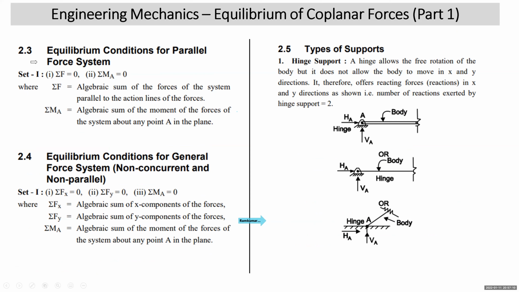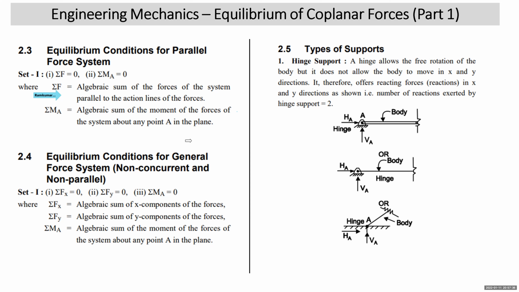Now, we come to what are the equilibrium conditions for parallel force system. In case of the parallel force system, there will be two equilibrium conditions: one is sigma F equal to 0 and another is sigma M equal to 0. What is sigma F equal to 0? That is, the algebraic sum of the forces acting on the body should be 0, and all forces will be summed up in the direction in which all the forces are acting.